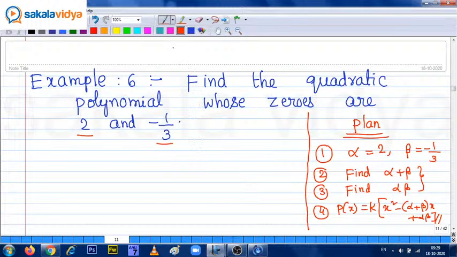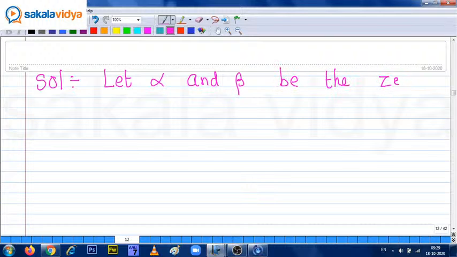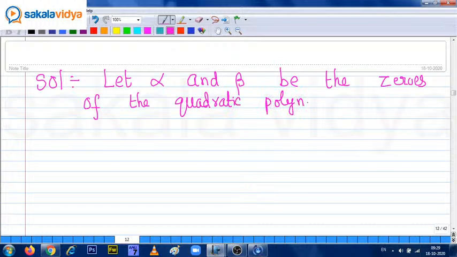Okay, let us implement our plan now. Solution. Let alpha and beta be the zeros of the quadratic polynomial. Zeros are given, not a sum and product. Given alpha is equal to how much? Alpha is equal to 2 and beta is equal to minus 1 by 3.